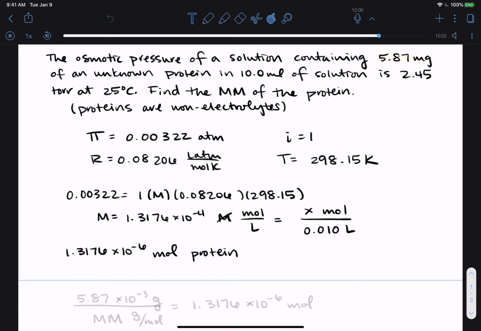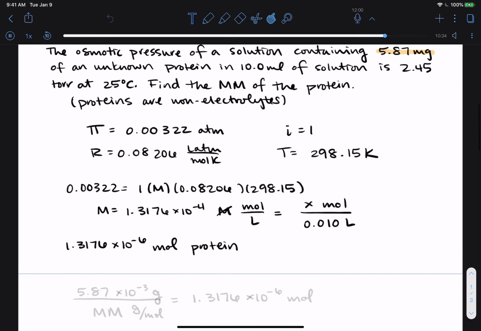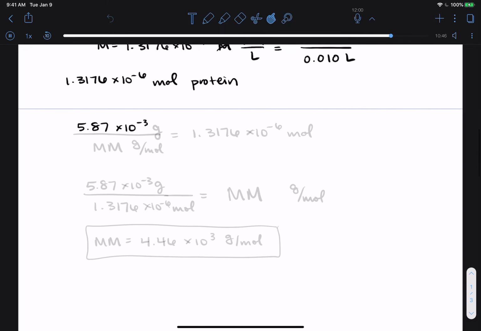Okay, well that's maybe partly helpful. If you look at the other information that you have, we know how big our sample was. So one of the ways to get moles is to take the mass and divide by the molar mass. So this 5.87 milligrams, let's write it as 5.87 times 10 to the minus third grams divided by whatever the molar mass is in grams per mole should equal the 1.3176 times 10 to the minus 6 moles.